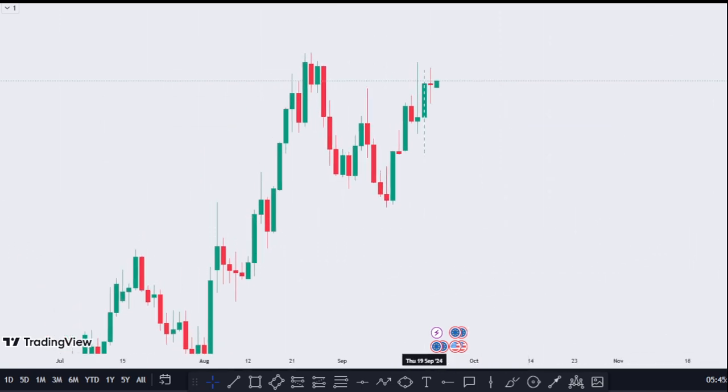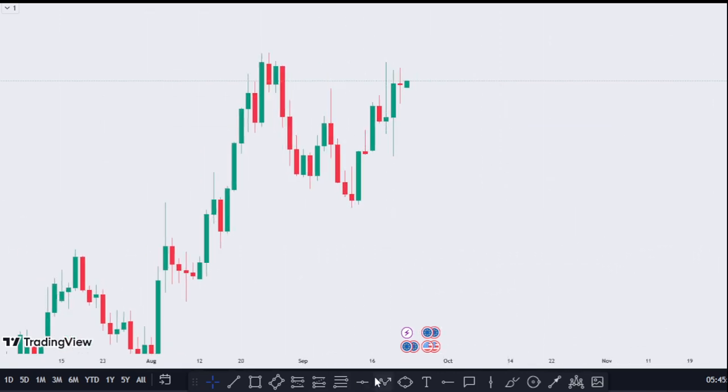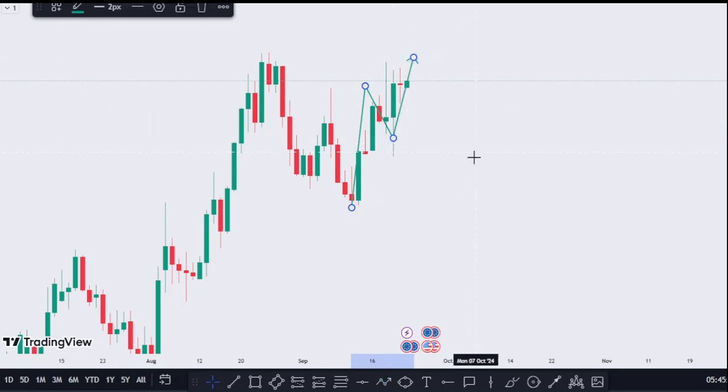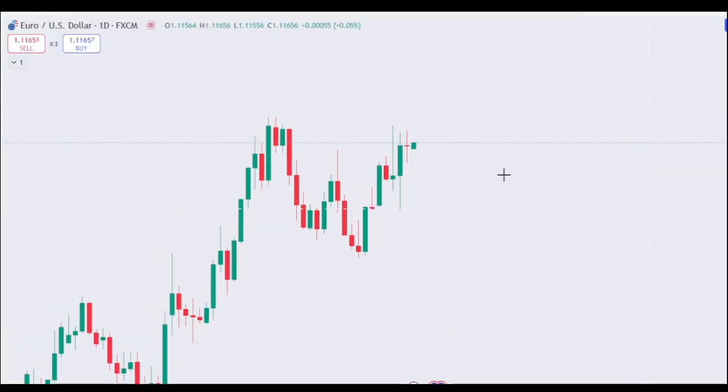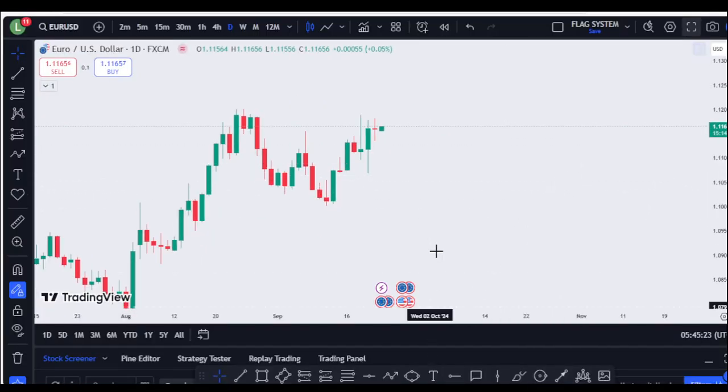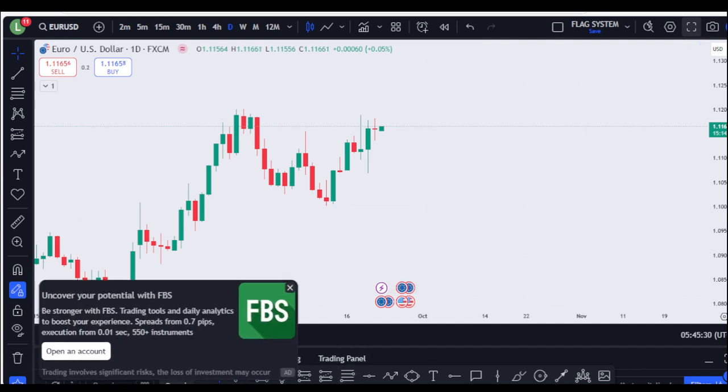Now back to the daily price action on Euro USD. The price action we have now, we have lower high, lower low. We have higher high, higher low. Then we have higher high. Now that gave us the establishment of bullish market structure, that they are the ones ruling the market at the moment.